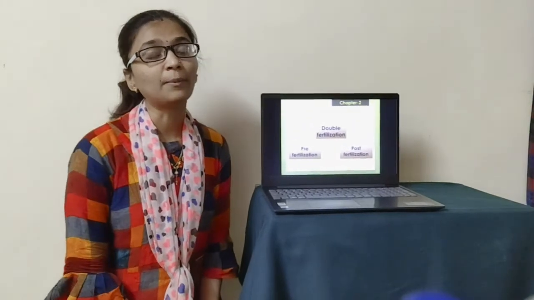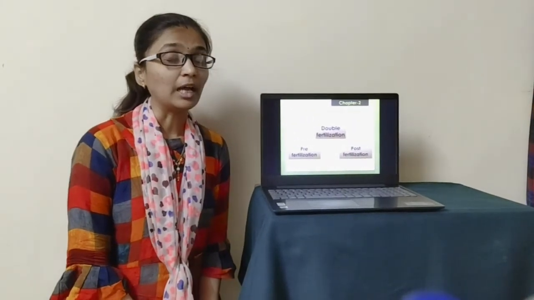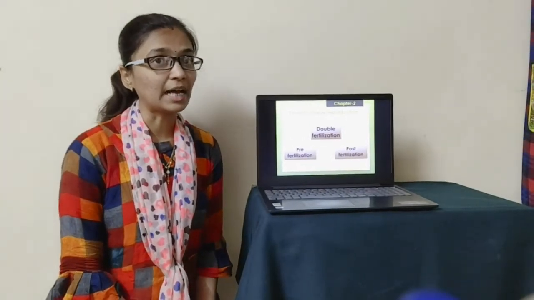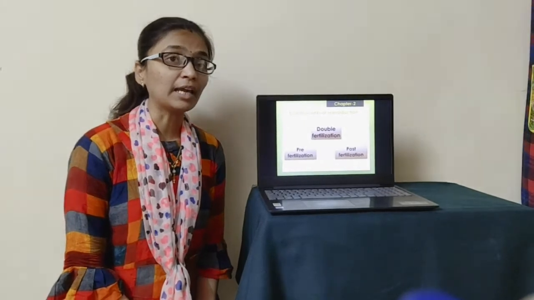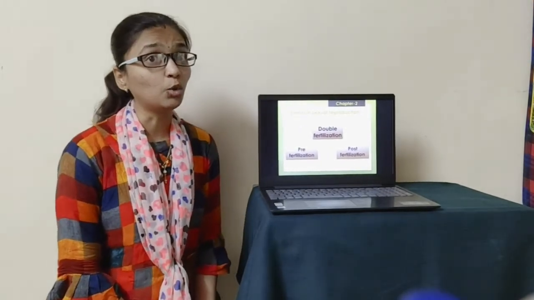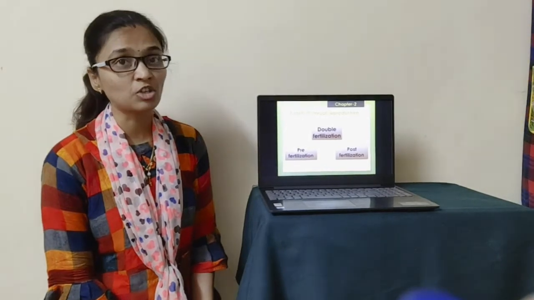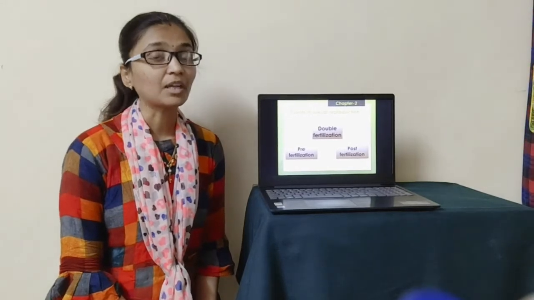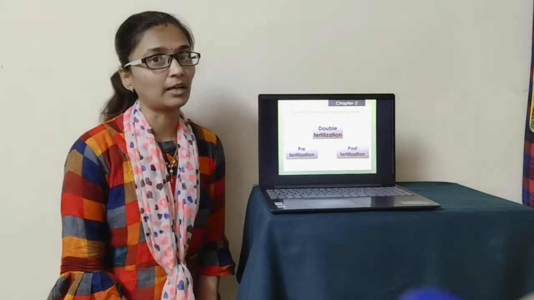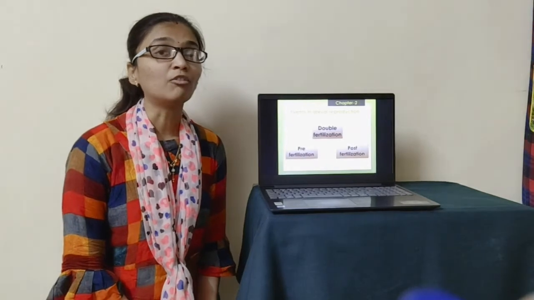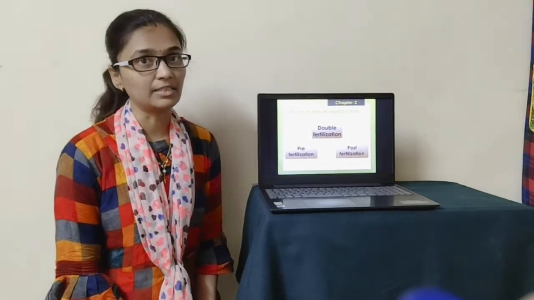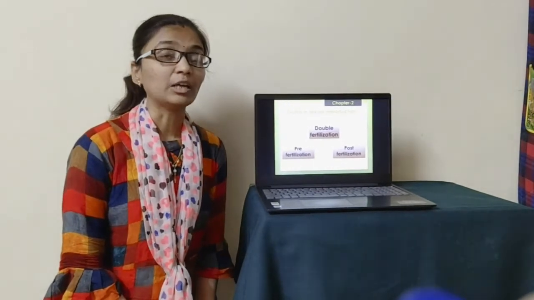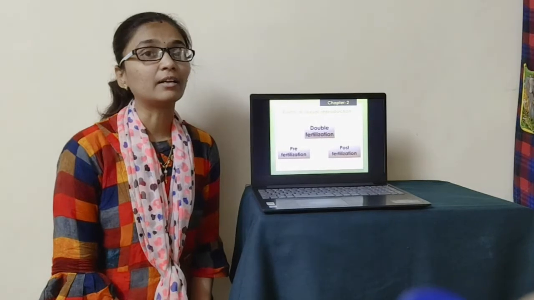Now, as you have studied in the previous chapter, what are the events in sexual reproduction? We have seen that 3 events are there: pre-fertilization, fertilization, and post-fertilization. In the angiosperm, as you studied in the 10th standard, 2 male gametes are there. 1 male will fuse with 1 egg cell, and the other male will fuse with 2 polar nuclei. So, it will form food and seed simultaneously. This type of fertilization is known as double fertilization. This double fertilization we will see later in detail.